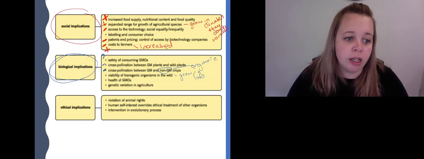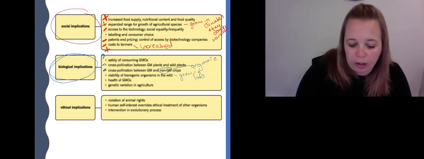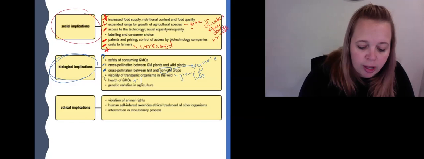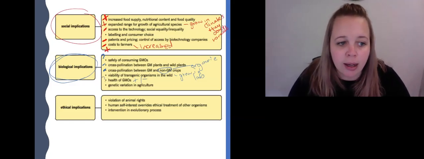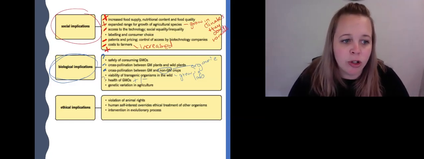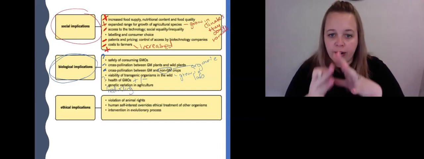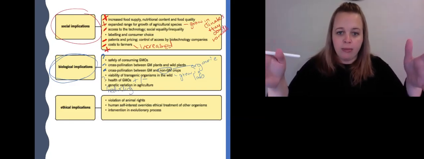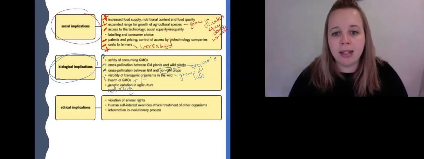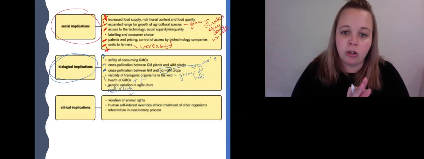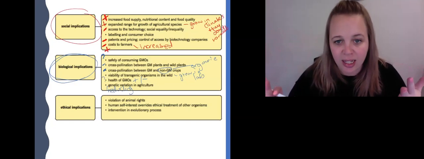The other thing that we've got here is the health of GMOs. Are they going to impact our health? So it's a bit of a question mark. They might make us healthier or they might make us sicker. The last one is about reducing genetic variation in agriculture. If you reduce the genetic variation that you have out in society or out in an environment, what it means is if a selection pressure comes along, then it can apply that to your field and all of a sudden you lose your whole crop because they are all genetically the same.